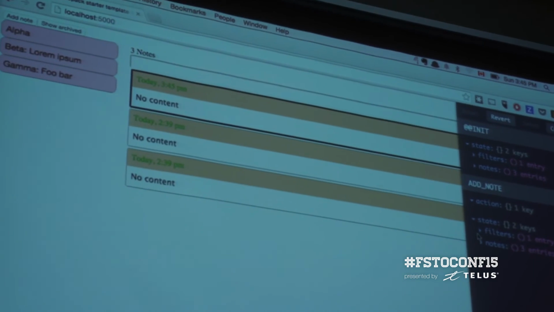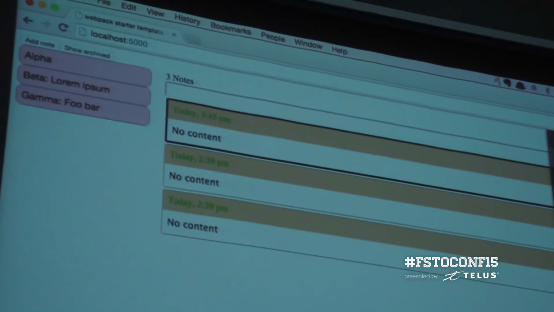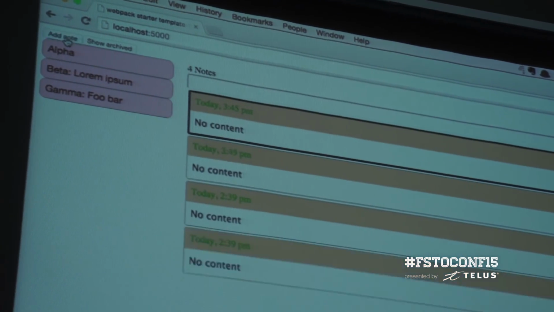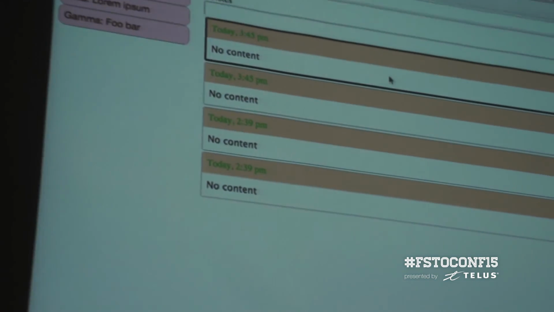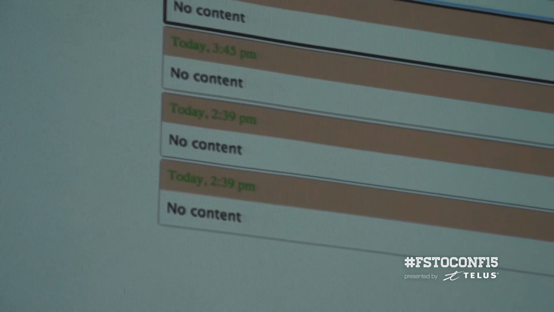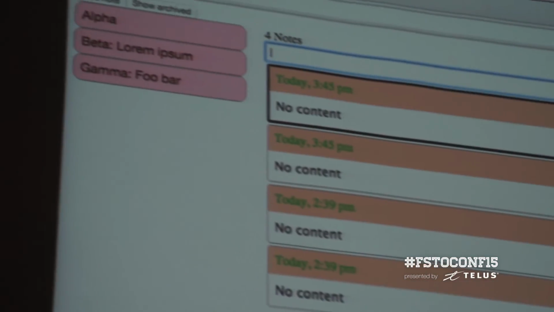And if we do this, we can see on the side, again, this panel is just part of the Redux development tools. It shows us that this action has flown by. And so we can now go ahead and create another one. And we can see that, again, a different action happened.